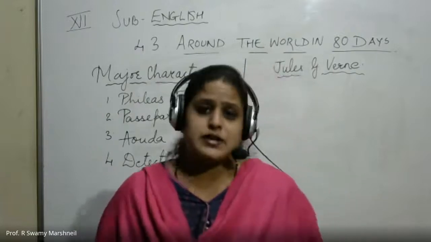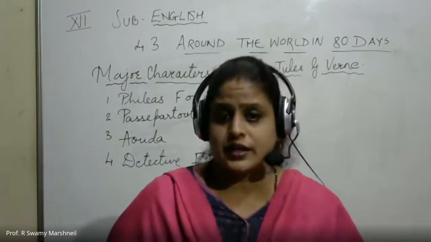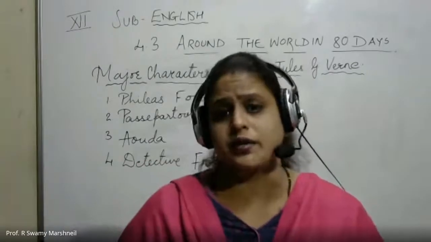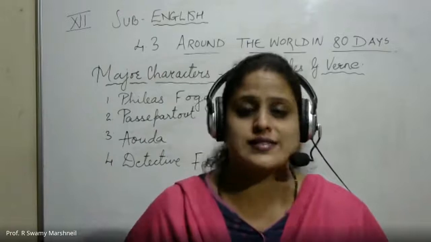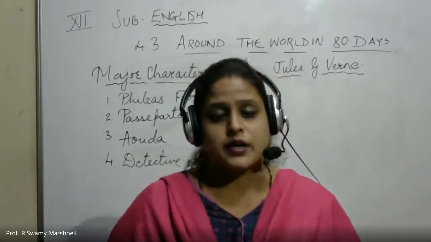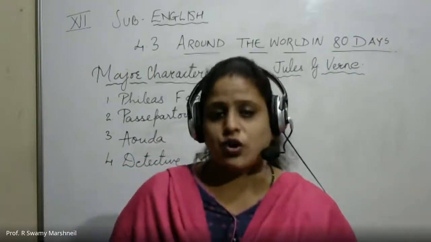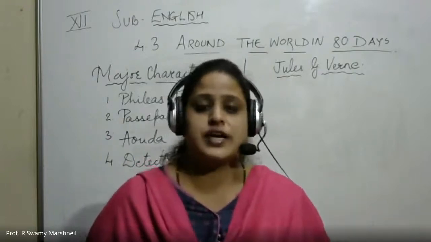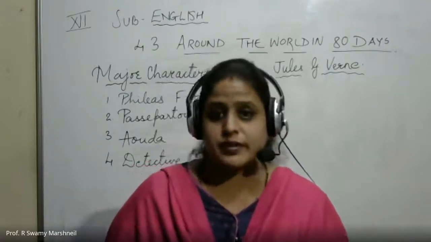And he is also followed by Detective Fix. Now you know who a detective is, right? Someone who solves a case, a criminal case. Now Detective Fix thinks that it was Fogg who has done the bank robbery. He is the culprit, the main accused for the bank robbery. So Detective Fix also follows all of them throughout the journey which they take. So, a very interesting novel, my dear children, which has been written by Jules Verne.